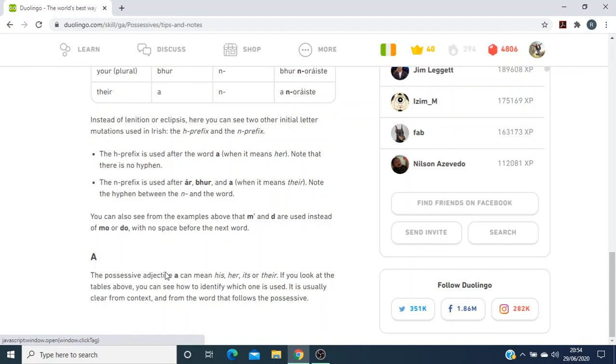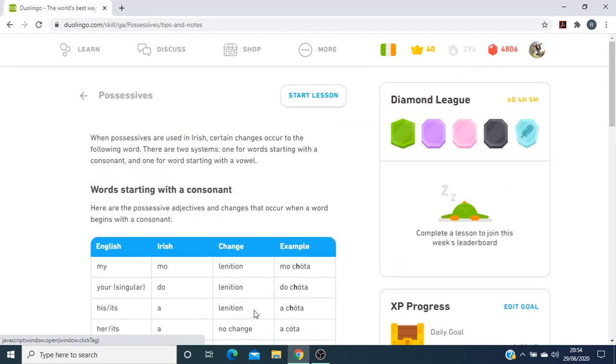And the possessive adjective "a" can mean his, her, its, or their. If you look at the tables above, you can see how to identify which one is used. It's usually clear from the context and from the word that follows the possessive. Right, so it seems complicated, but let's just go ahead and see what we'll learn.